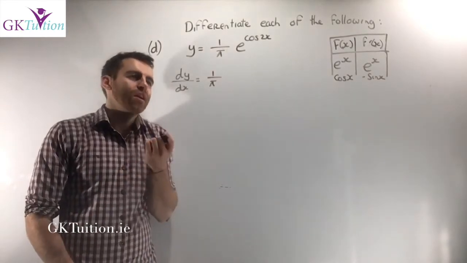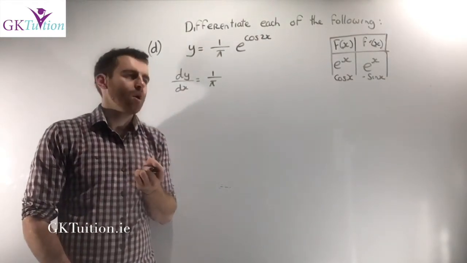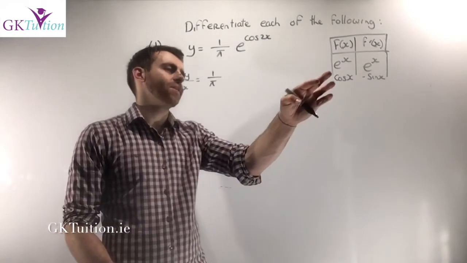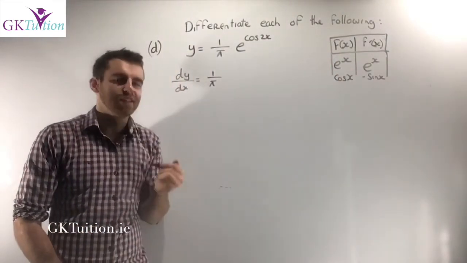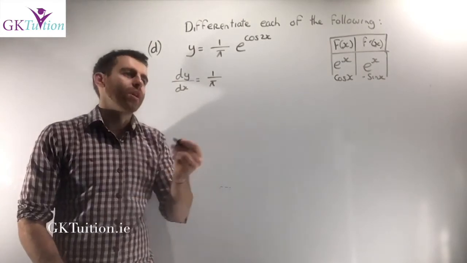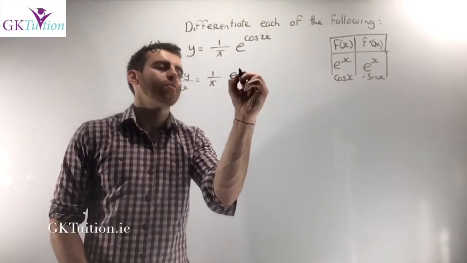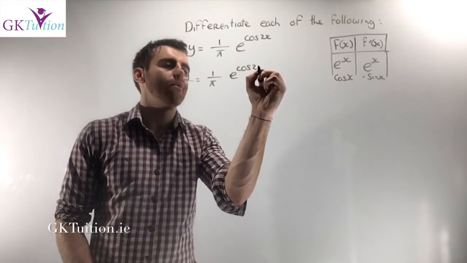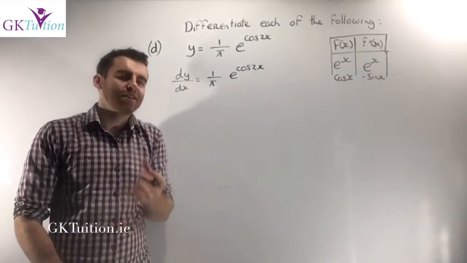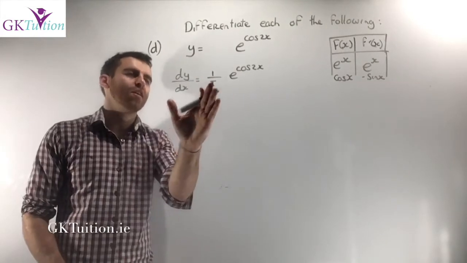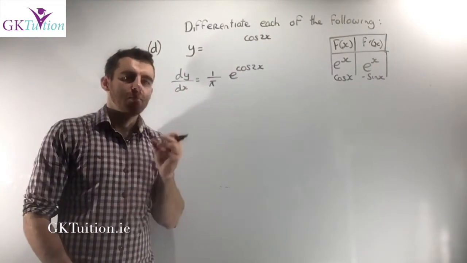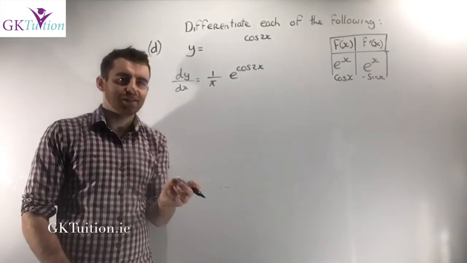And now I notice that I have e to the power of something. According to page 25 in the maths tables, e to the power of something just stays the same. It's still e to the power of whatever it was. So e to the power of cos 2x, the derivative of that is just e to the power of cos 2x. And at this stage, we've dealt with the constant, we've dealt with the exponential. But now what remains I still need to deal with.